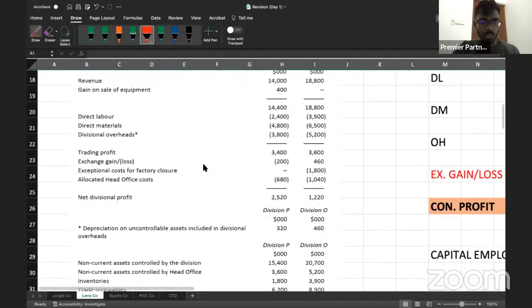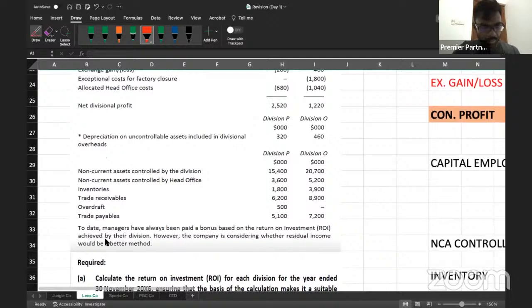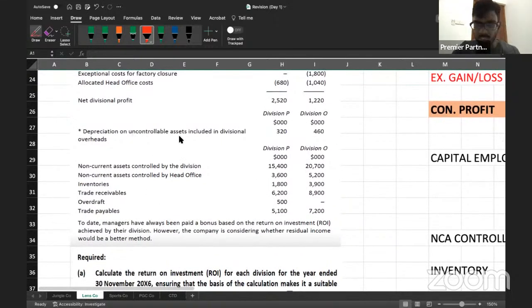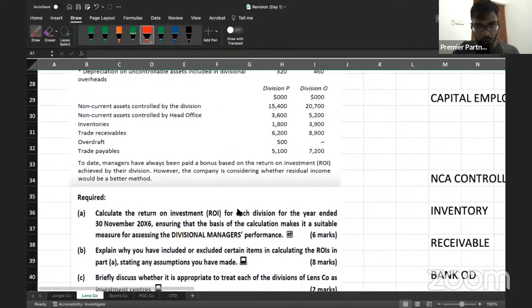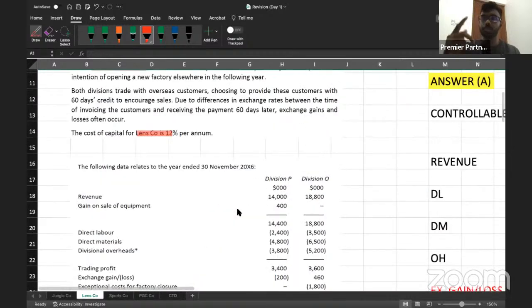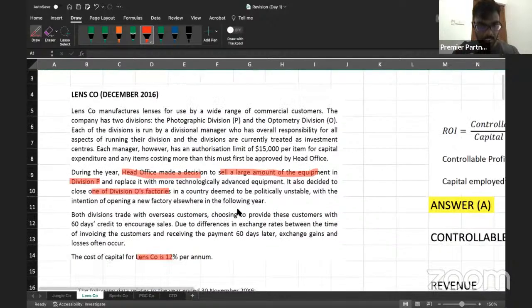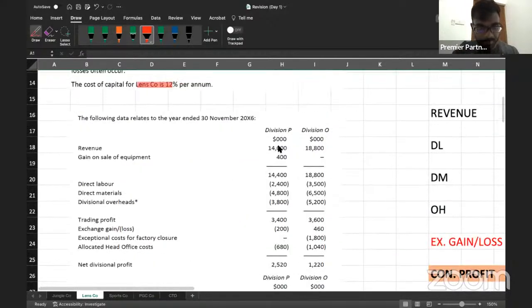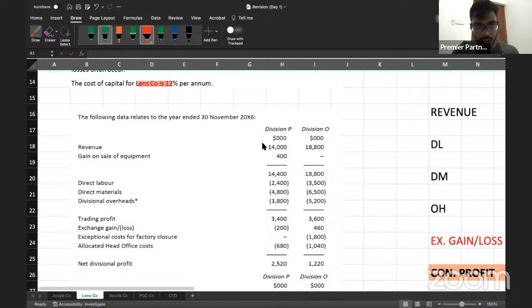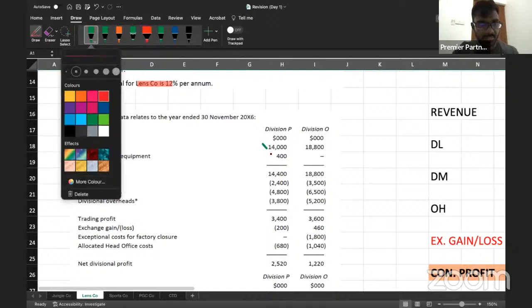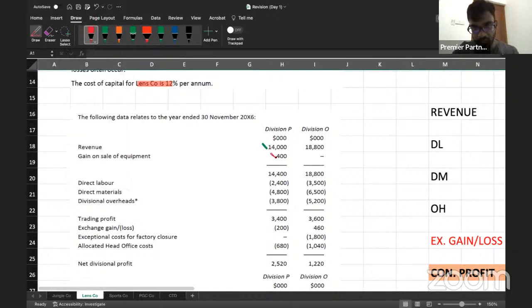Let's see. So now you have all these values. Depreciation on uncontrollable assets. Calculate ROI for each division. Now ROI, people, is controllable profit over capital employed. Right, let's see. Controllable profit of division P. So you have to take definitely this 14,000. Gain on equipment, you don't take it because this is arising because of the head office. You didn't sell any equipment, head office did.